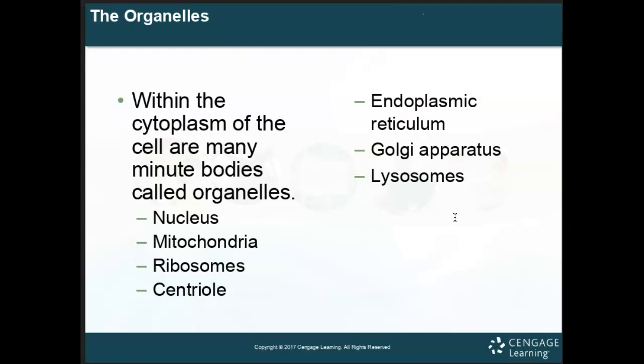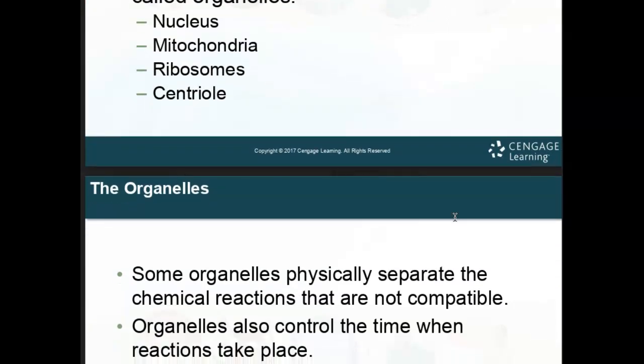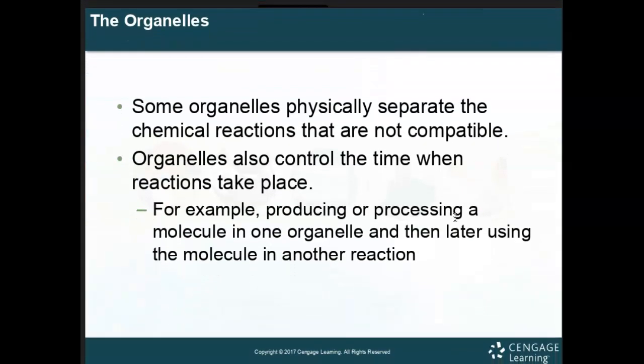This is important information. You really do need to be aware of this, and I encourage you to review the cell handout that's on Classroom to help you see and understand better what's contained inside of the cell. So with regard to these organelles, some of them physically separate the chemical reactions that are not compatible. They also can control the time when reactions take place, for example, by producing or processing a molecule in one organelle and then later using the molecule in another reaction.